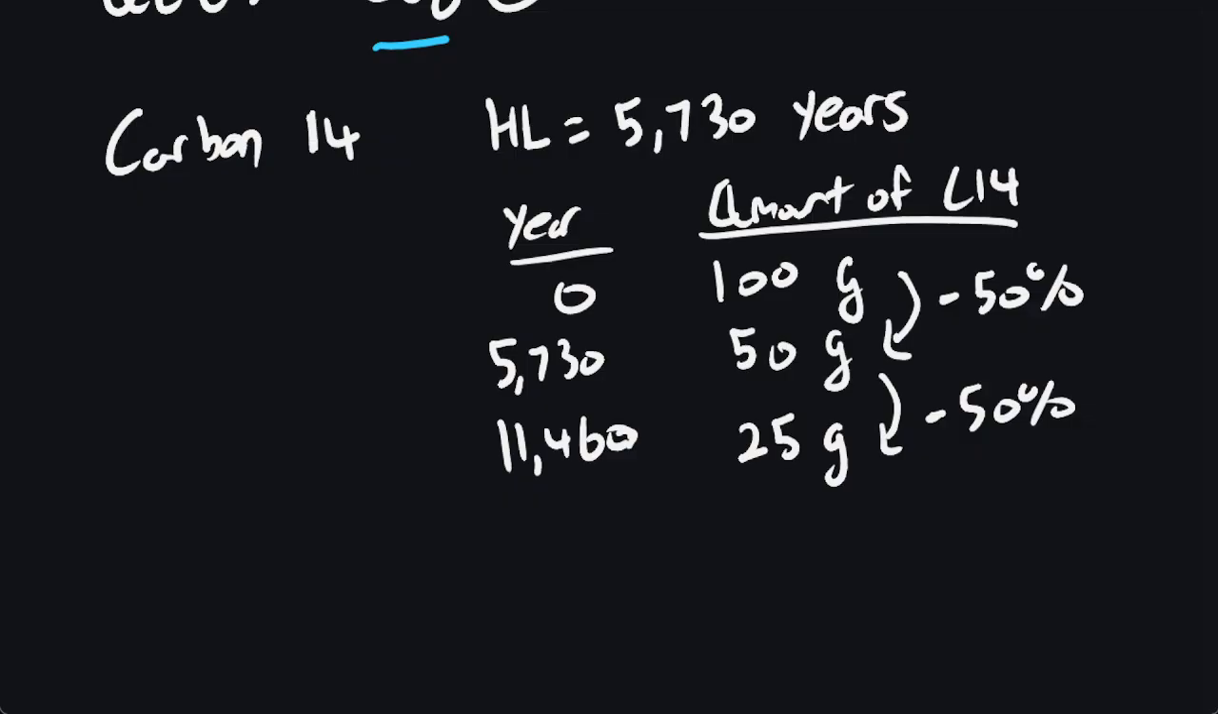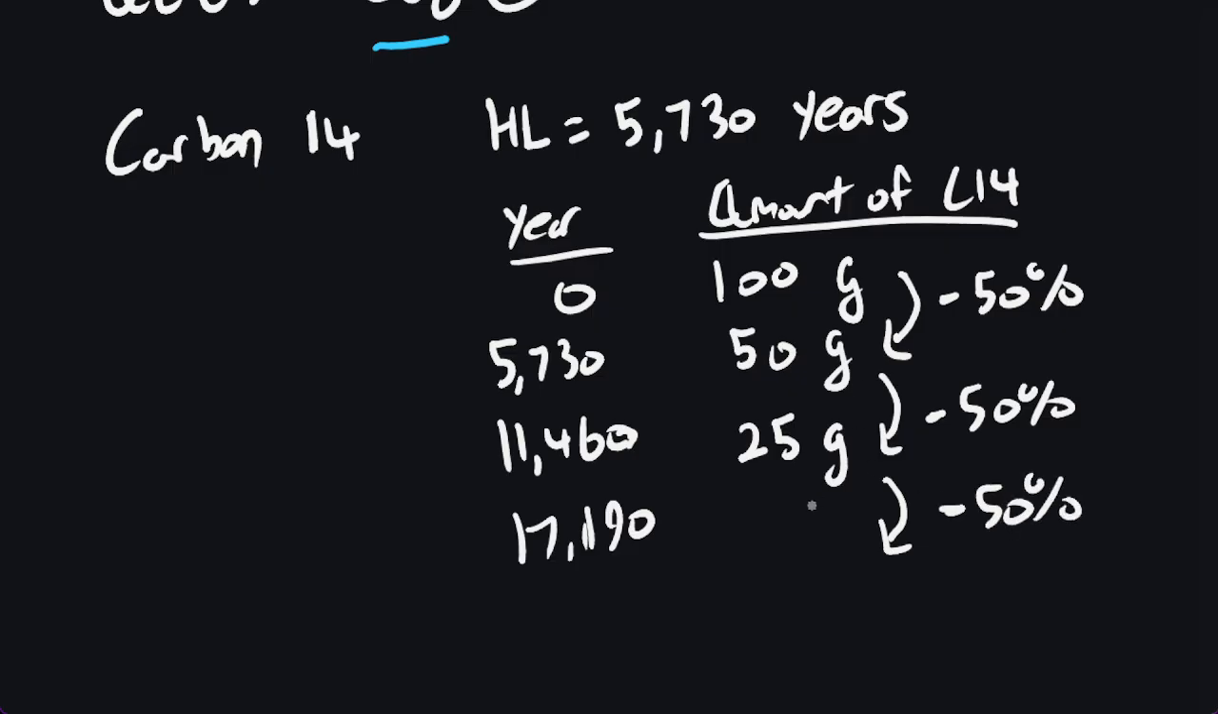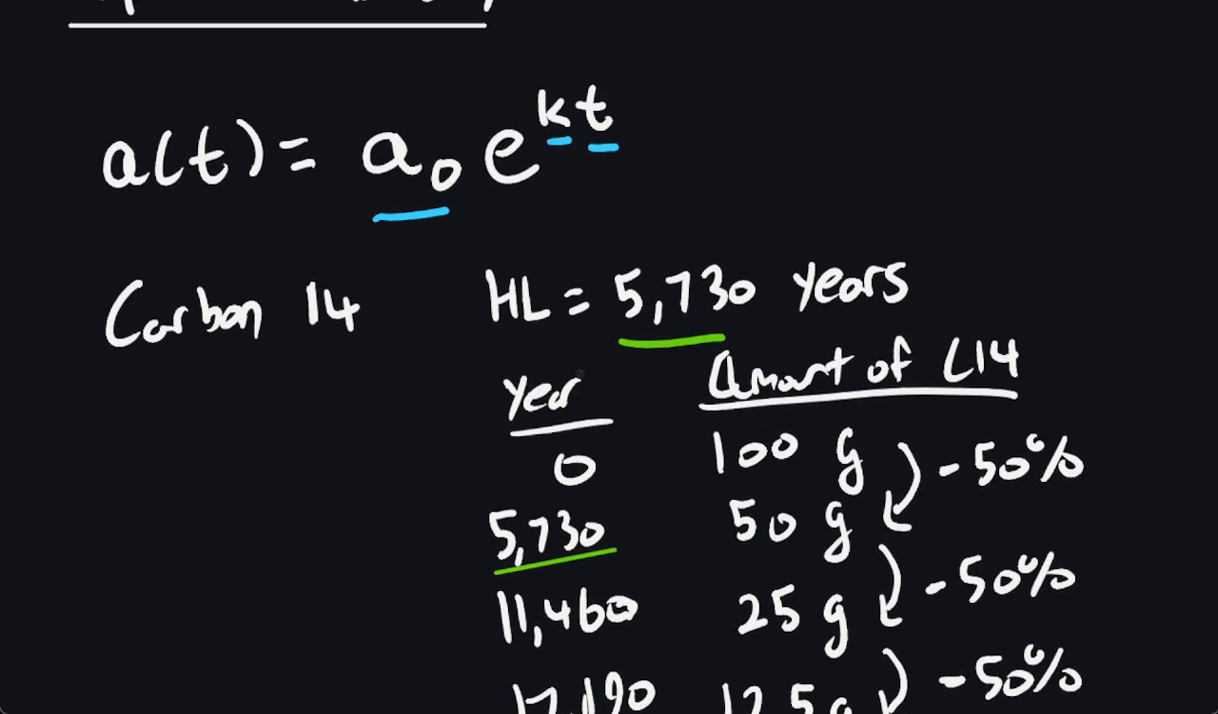And after another 5,730 years, so after 17,190 years, it will be cut in half again. What's half of 25 grams? That is 12.5 grams. So the half-life of carbon-14 is 5,730 years, because after every 5,730 years, the amount of carbon-14 that you have halves after each iteration of 5,730 years. So the half-life is 5,730 years, and that's what the half-life means.